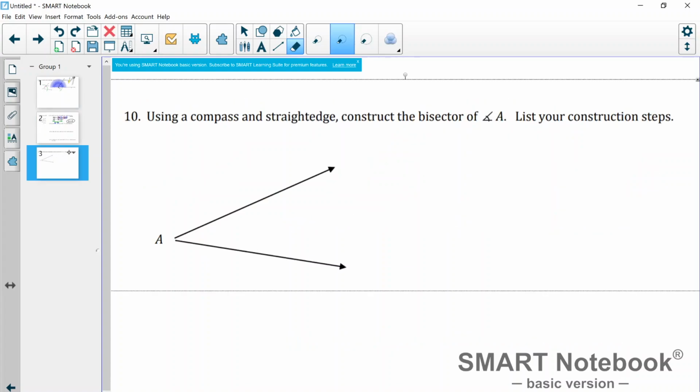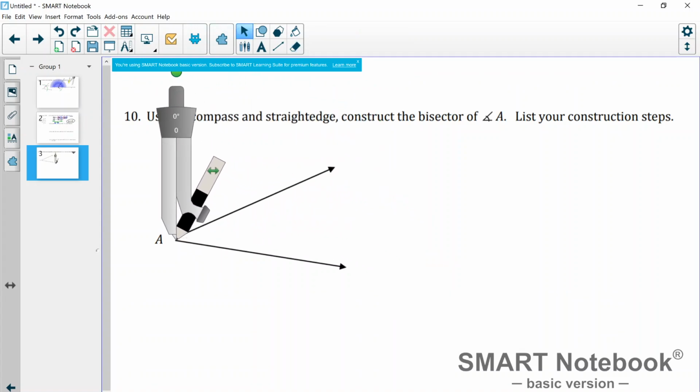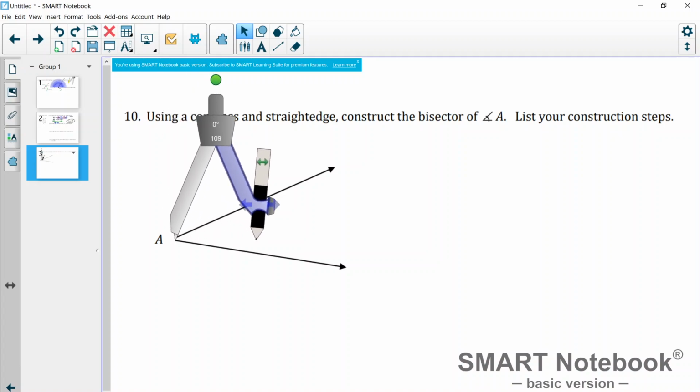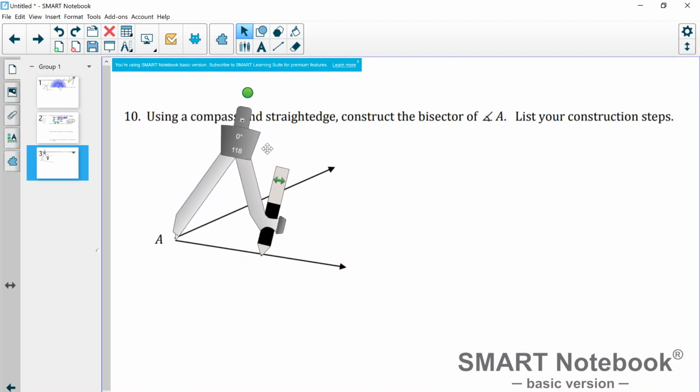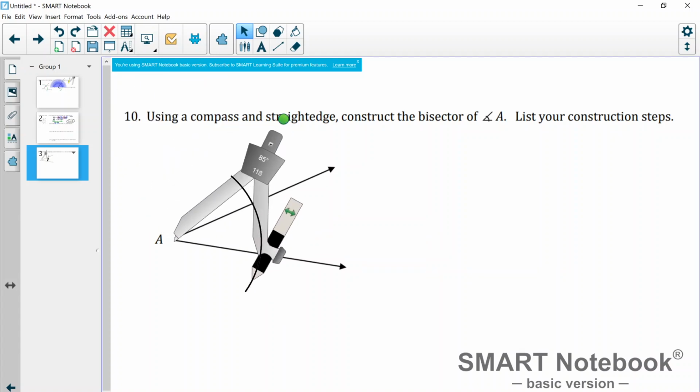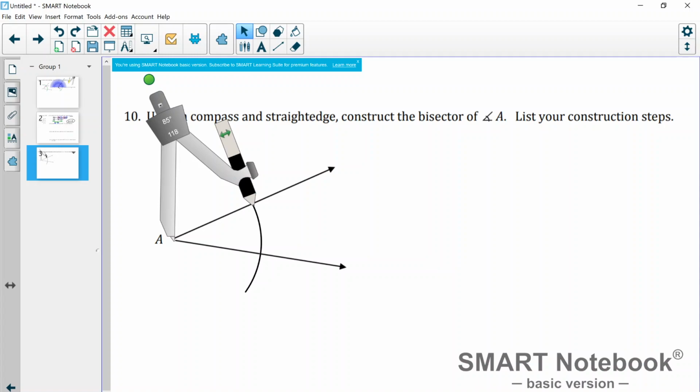And this last problem, number 10 here, that I'm going to do with you, we're going to construct the angle bisector of this angle, and it's going to be very similar to what we did with copying. So what we want to do is we want to take our compass, place the bullseye end on point A, and we're going to open up as far as we want. So I'm going to place it there, and I'm going to mark. That's about as far as we get, like we did with copying an angle.